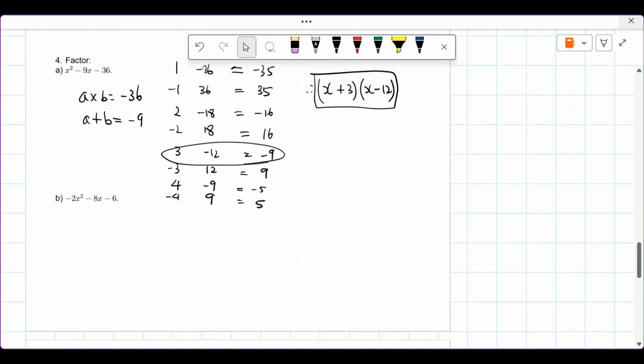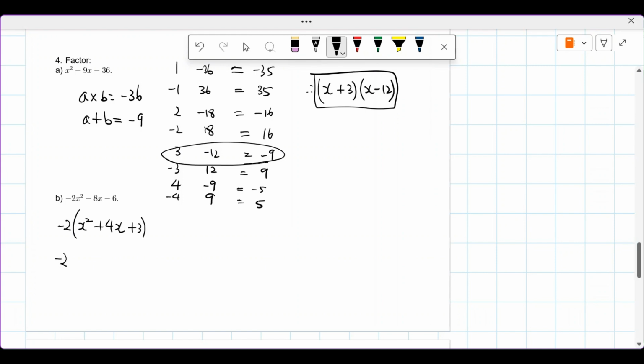Part B, similar thing, but before we do any factoring, let's factor out the greatest common factor. Well, for negative 2x squared, negative 8x, and negative 6, I think the greatest common factor could be negative 2. A rule of thumb is that if you see any negative coefficient on the x squared, make sure you factor out the negative side. So it's going to be negative 2 times x squared. Negative 8x divided by negative 2 is going to be plus 4x. Negative 6 divided by negative 2 is going to be plus 3.